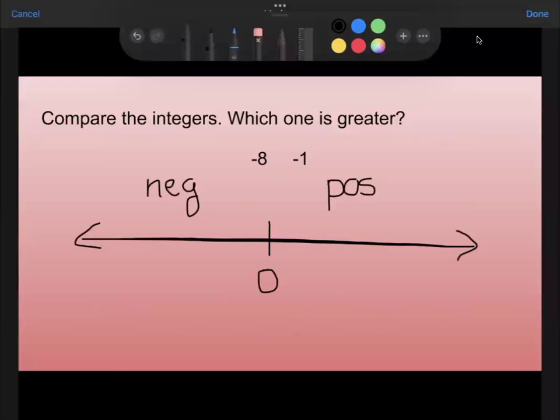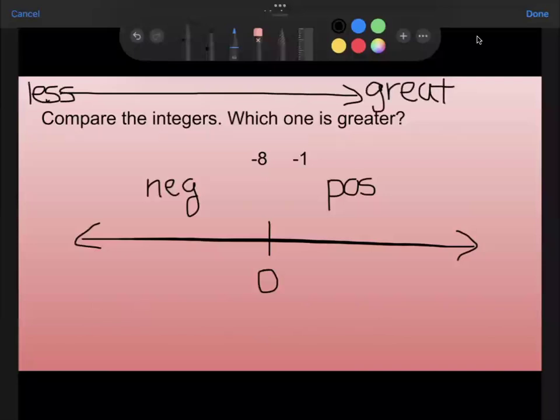However, the number line still hasn't changed in the fact that as you move along the number line to the right, your numbers get greater. So these numbers are less, and then we get greater as we go over here. So even though we've introduced the positive and negative sides of the number line, this part of the number line has not changed. So let's go ahead and put on -8 and -1.